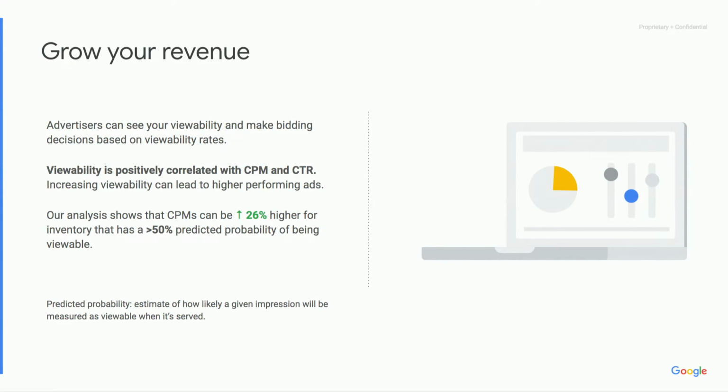Earlier this year, we took another look at the impact of viewability on CPMs. To do this, we calculated an inventory's predicted probability of being viewable. Predicted probability is an estimate of how likely a given impression will be measured as viewable when it's shown. The analysis found that inventory with a predicted probability greater than 50% saw 26% higher CPMs than inventory with less than 50% predicted probability of being viewable. So to significantly increase your CPMs, you should definitely consider increasing your viewability.